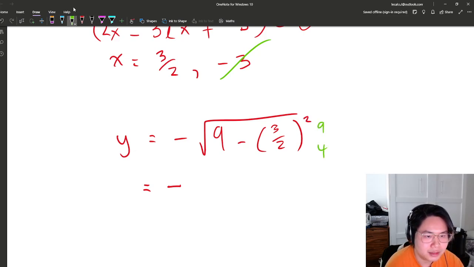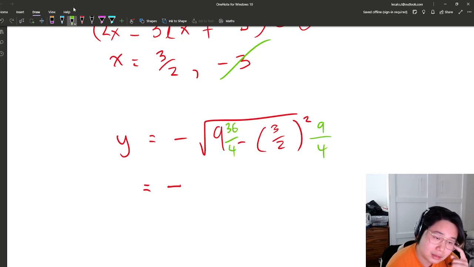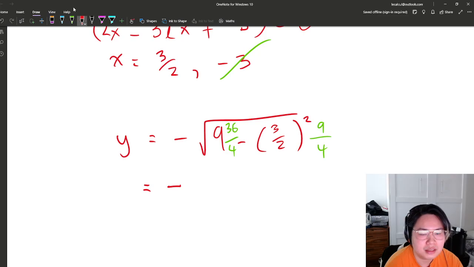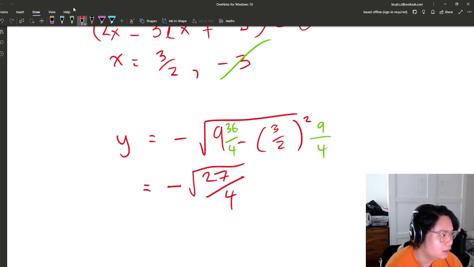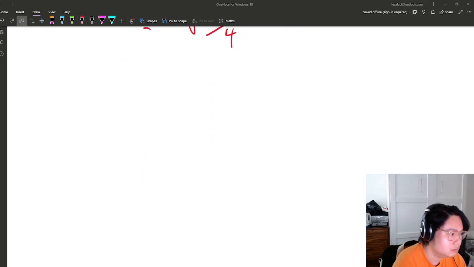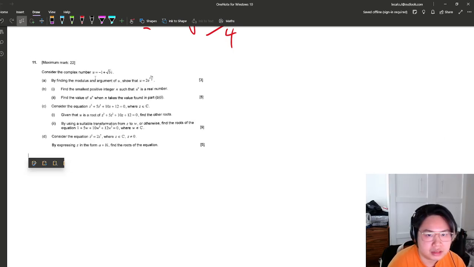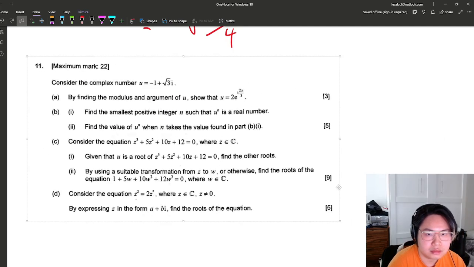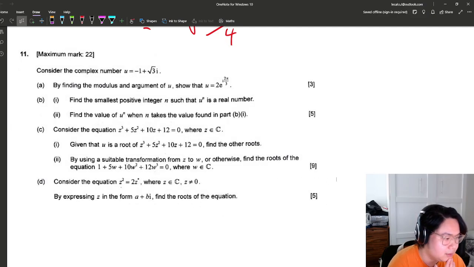9, 4, what is this then? 36/4? What's 36 minus 9? 27? Okay, there you go. Okay, not bad. Ooh, complex numbers. With polynomials. Okay, how am I doing for time? Not bad. 50 minutes.